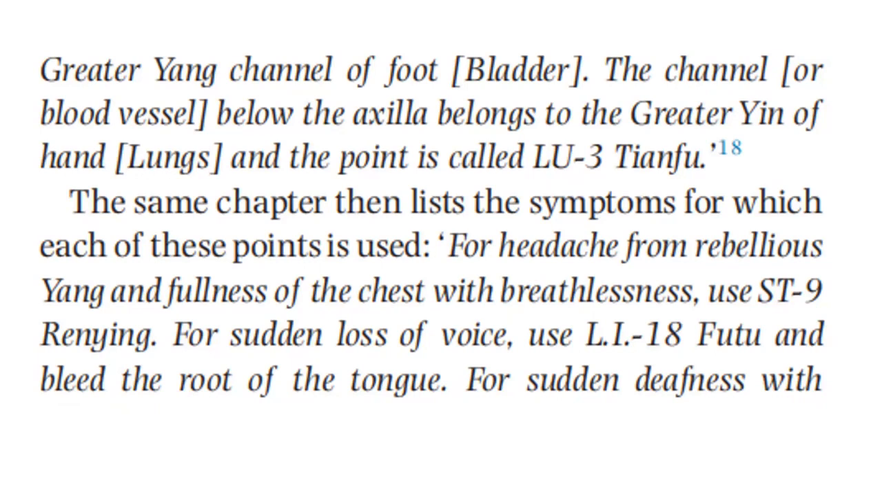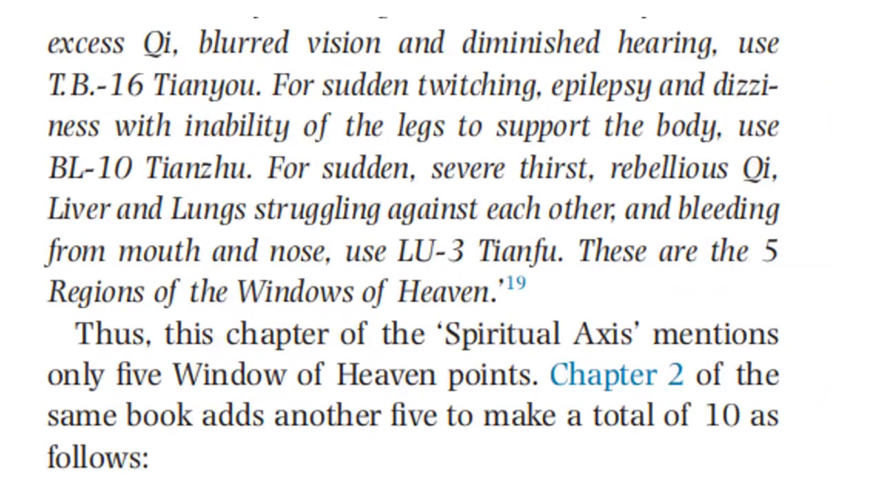For headache from rebellious yang and fullness of the chest with breathlessness, use Stomach 9. For sudden loss of voice, use LI18 and bleed the root of the tongue. For sudden deafness with excess qi, blurred vision, and diminished hearing, use TB16. For sudden twitching, epilepsy, and dizziness with inability of the legs to support the body, use Bladder 10. For sudden severe thirst, rebellious qi, liver and lungs struggling against each other, and bleeding from mouth and nose, use Lung 3. These are the 5 regions of the windows of heaven.